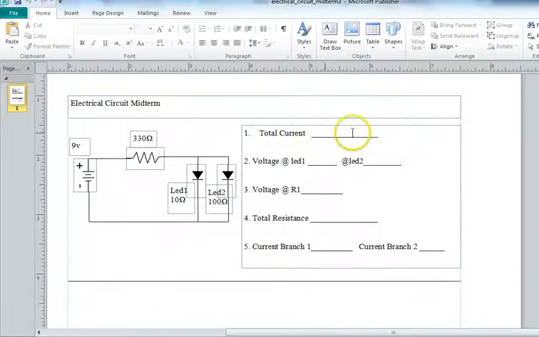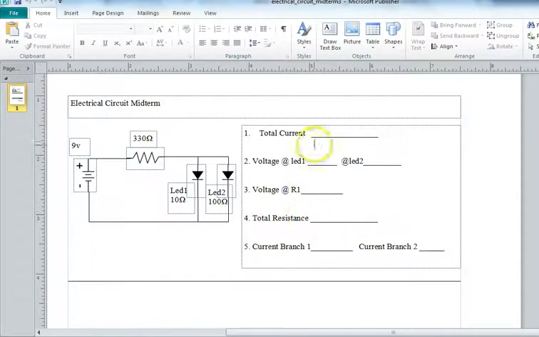How do you know what the total current of a parallel circuit is going to be? The second one asks you, what is the voltage at LED 1 and LED 2? The third one says, what's the voltage at R1? I'm pretty sure these are all going to be the same, and I think they're all going to be the total voltage because that's what Kirchhoff's law told you. And then what is the total resistance?